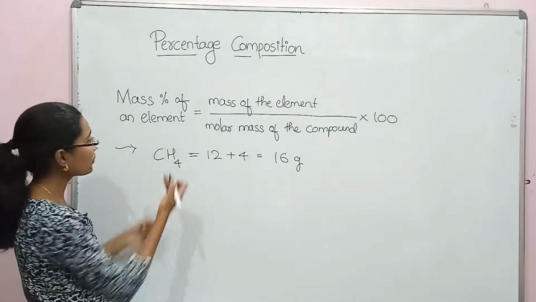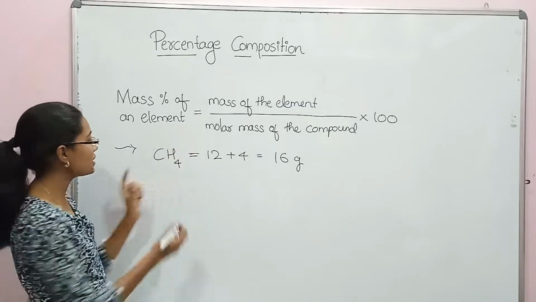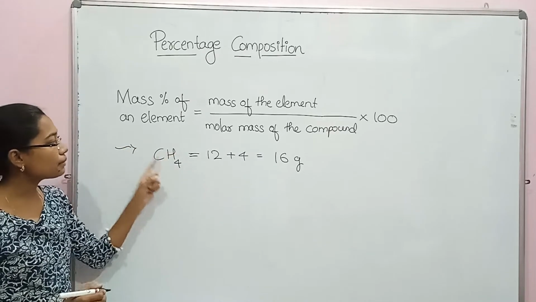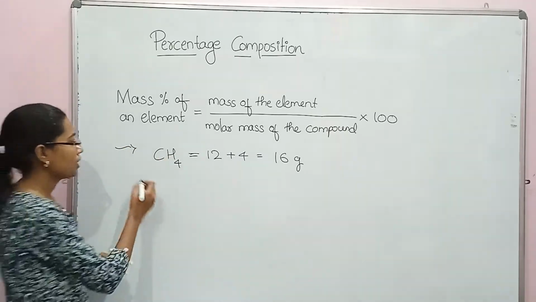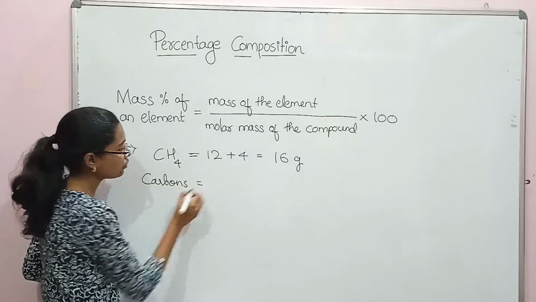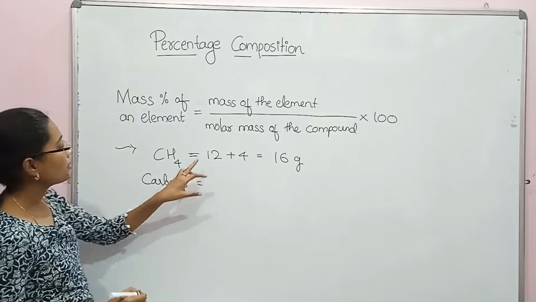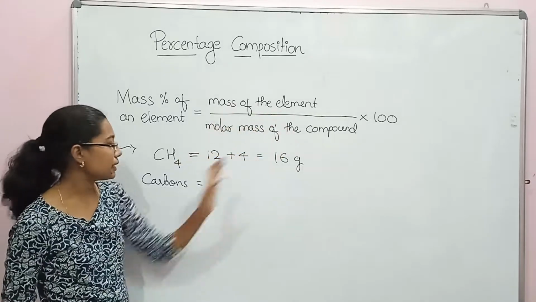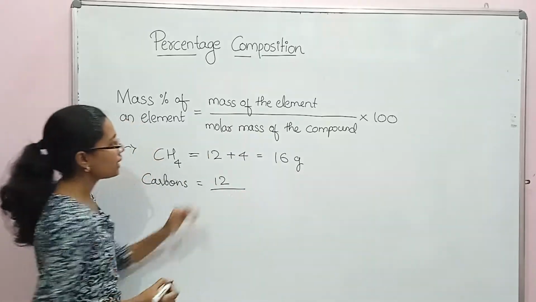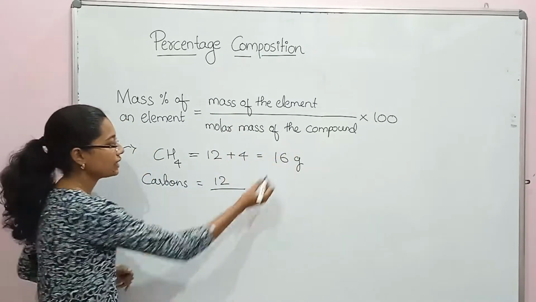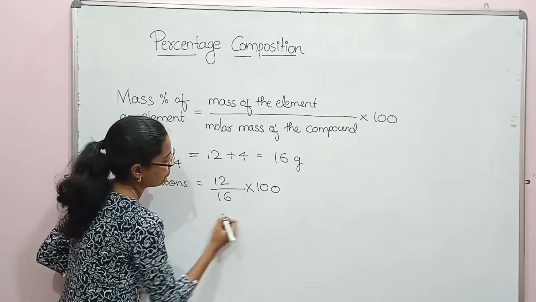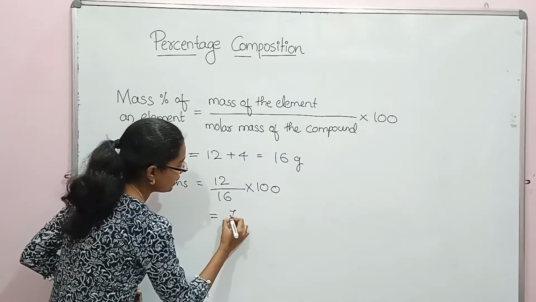Now we'll first calculate the percentage composition of carbon present in CH4. This is carbon. How to calculate? First we take the mass of the element, meaning the mass of carbon, that is 12, divided by the molar mass of the compound, that is 16, into 100. So we'll get 75%.